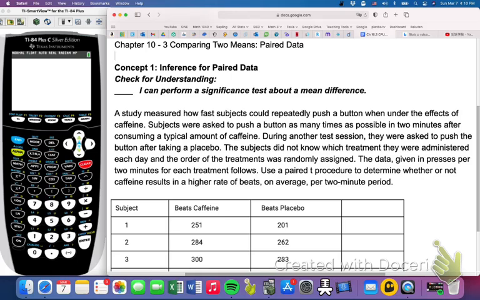All right, class, this is the CFU for 10.3, comparing two means. But it's a special section because it's dealing with paired data, matched paired data. So concept 1, inference for paired data. Check for understanding: students will be able to perform a significance test about a mean difference.